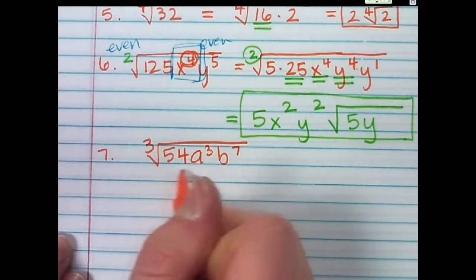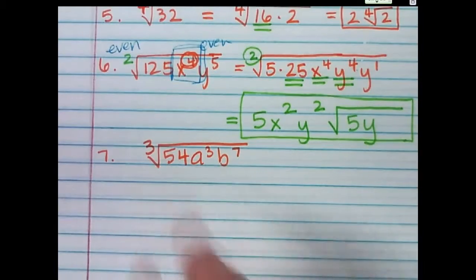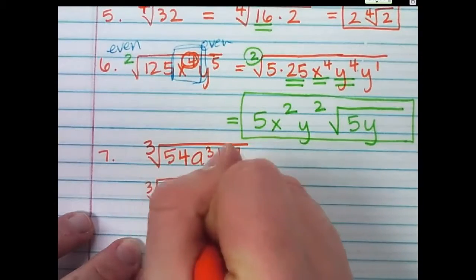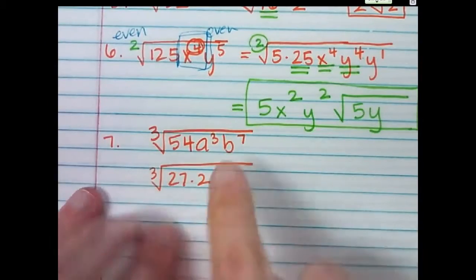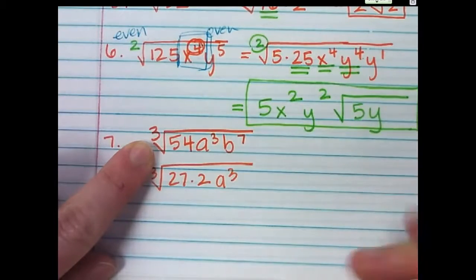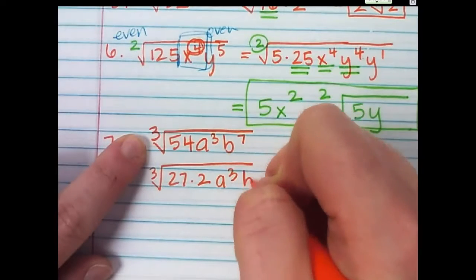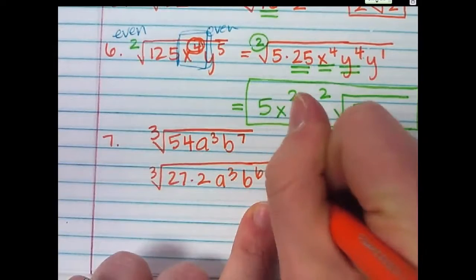Okay, we're doing cube root. So what of our cubes goes into 54? 8, 27, not 64. 8 or 27? 27 times 2. Yes, good guess. 27 times 2. Okay, I already have 3 a's, so I can leave that one. And I'm going to split the b's because 7 is not divisible by 3. So I want to make it an even number that 3 goes into. So b to the 6th, and then I'll leave b to the 1st.